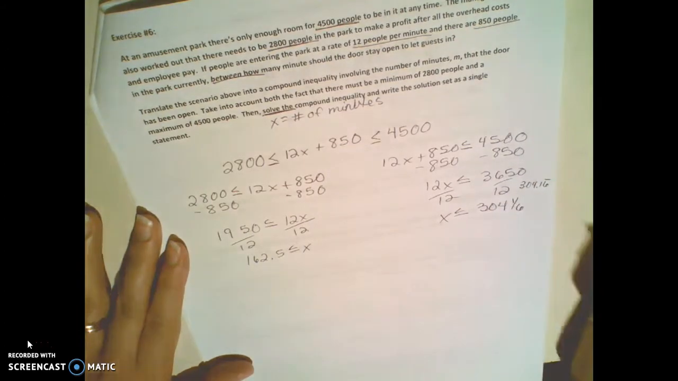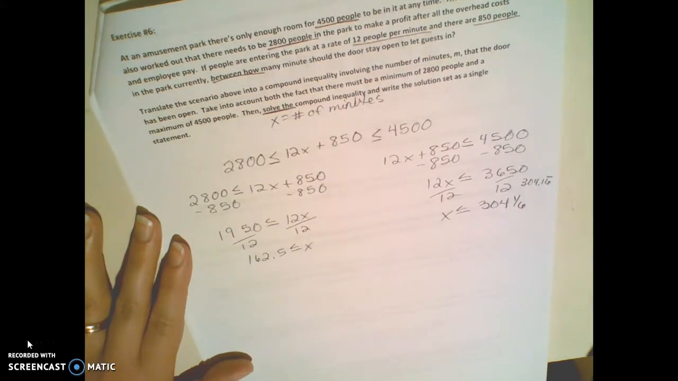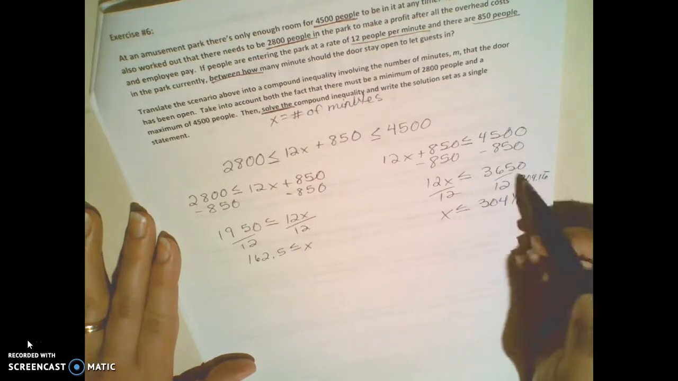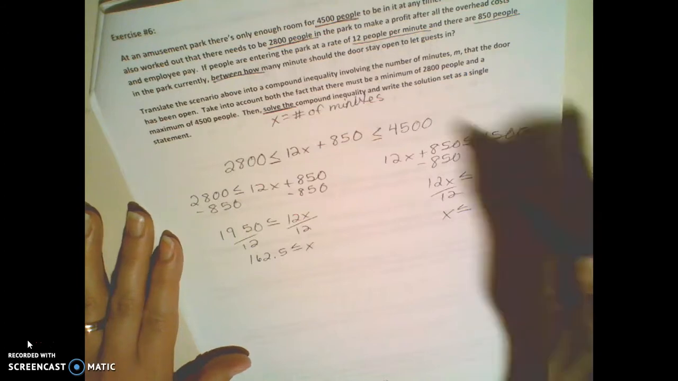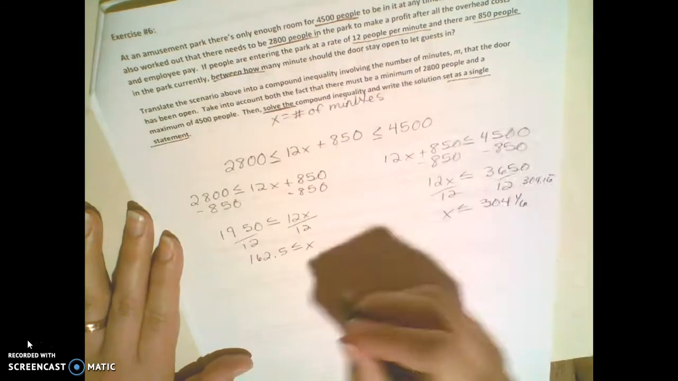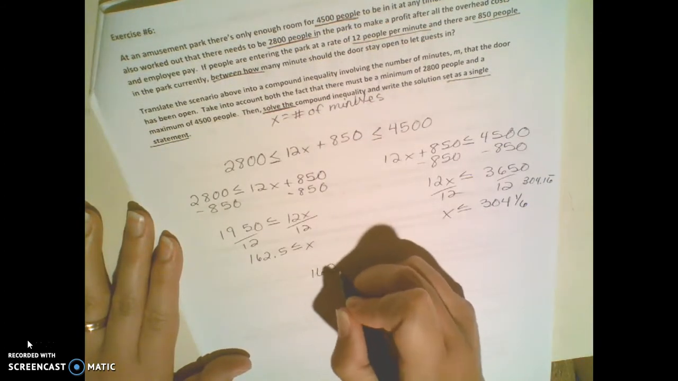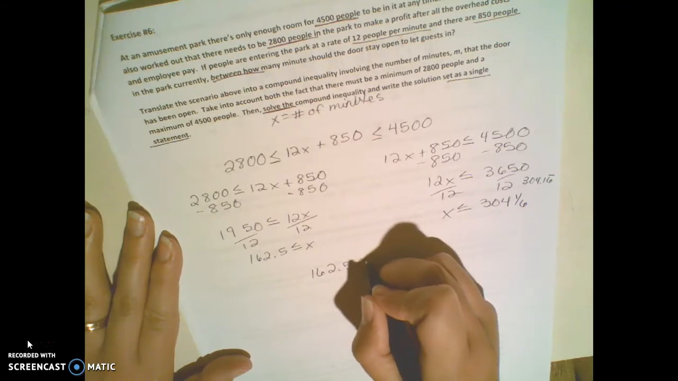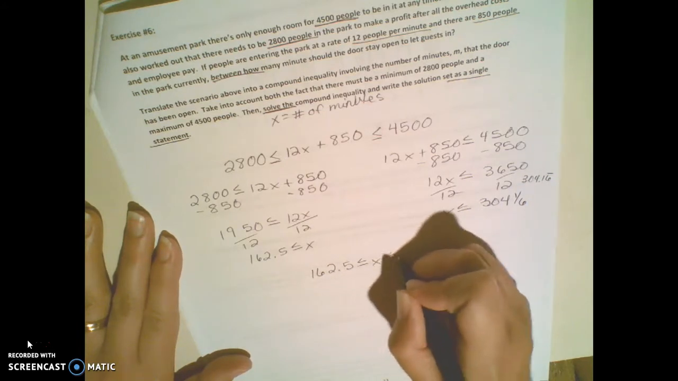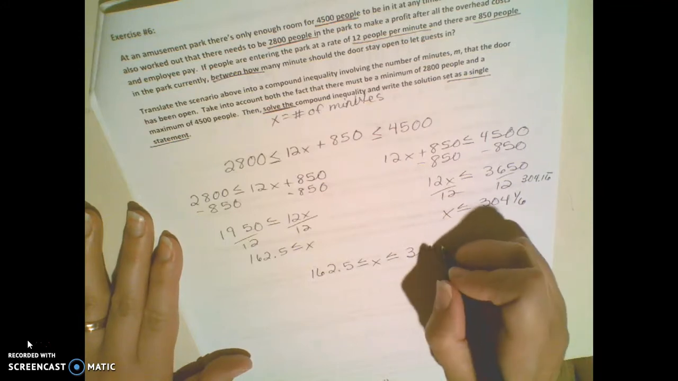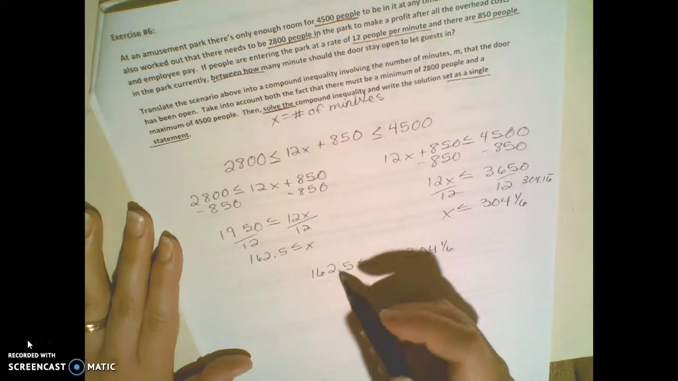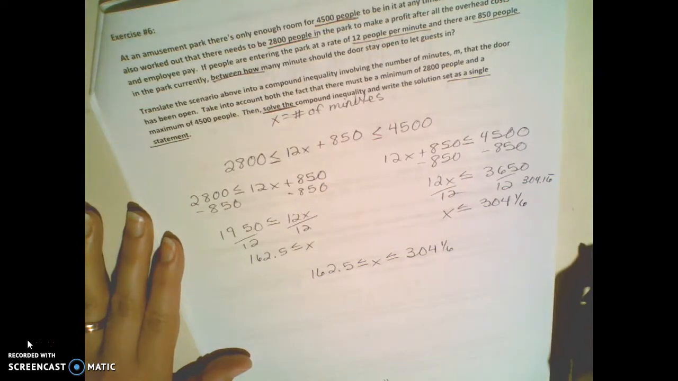That's the same thing as 1/6. So I'm going to put 1/6. I just like fractions, but you could certainly put that and that would be okay too. And then I'm going to rewrite it as a single statement. So that looks like 162.5 is less than or equal to x, which is less than or equal to 304 and 1/6. And I could put this one as 1/2 too if I wanted to.